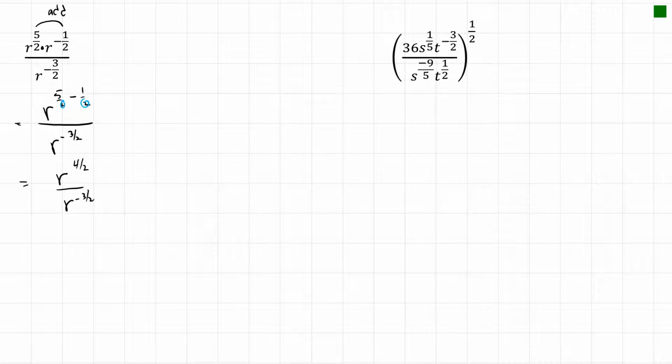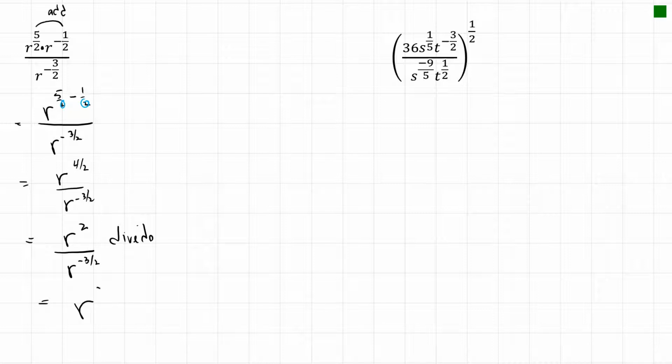Moving on, 4 divided by 2 is 2, so I'm going to simplify the exponent in the numerator, and I have r to the 2 over r to the negative 3 halves. Next step is I'm going to divide these exponents. Divide these powers, which means I'm going to subtract the exponents.